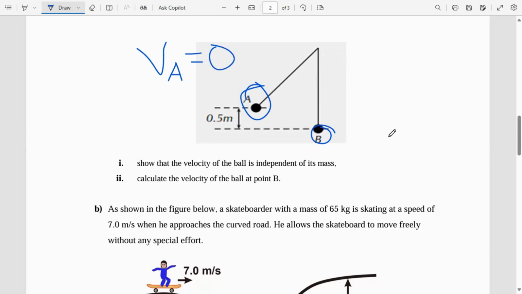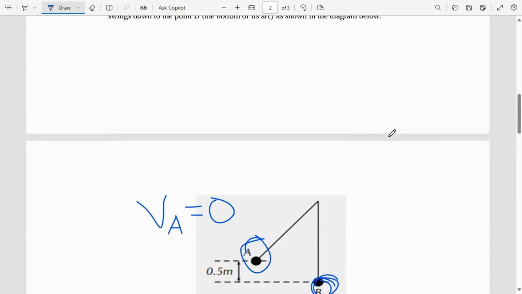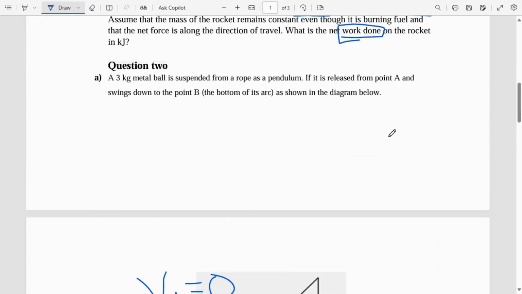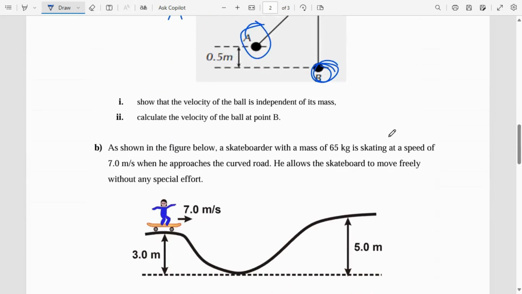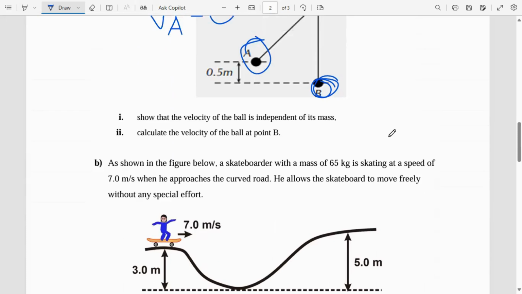So it swings down to point B, and as it does that, it is going down a distance of 0.5 meters. That is the displacement on the vertical axis of 0.5 meters. They've also given us the mass, 3 kilograms. So what are we going to do? They told us to show that the velocity of the ball is independent of the mass, and to calculate the velocity of the ball at point B. So how are we going to do this?